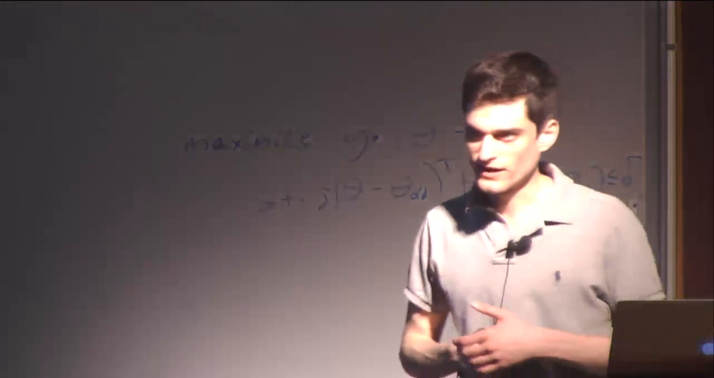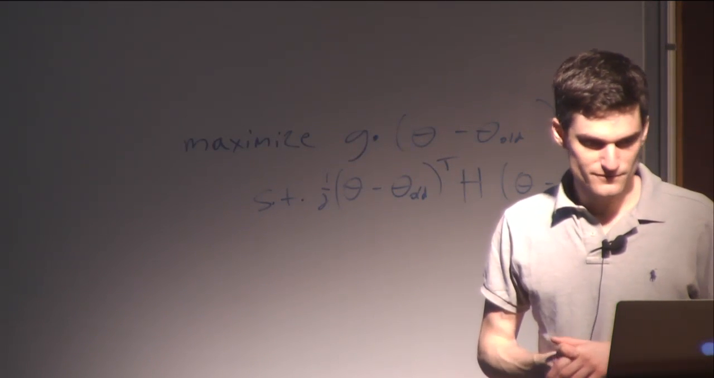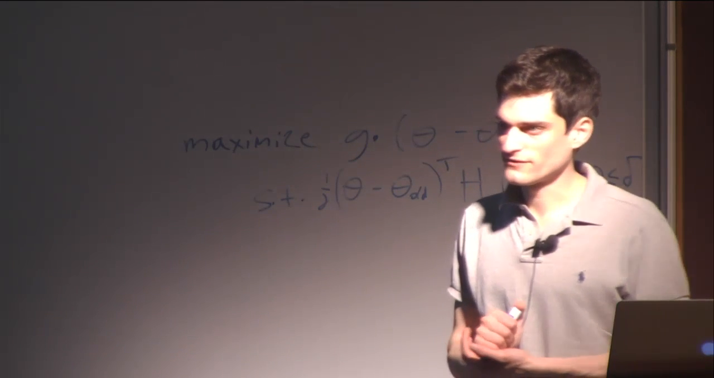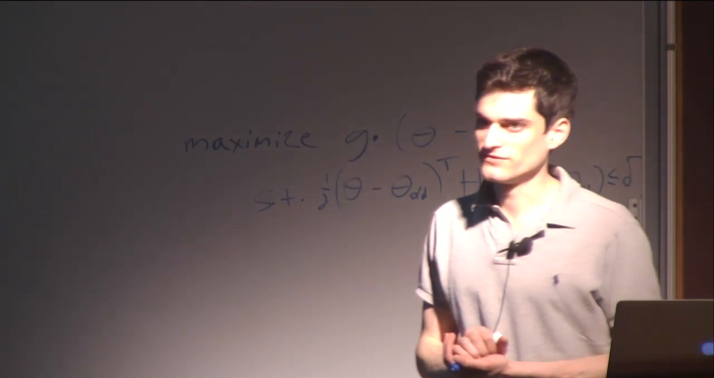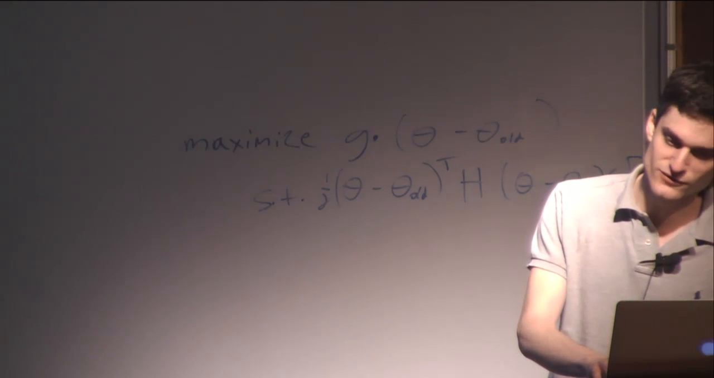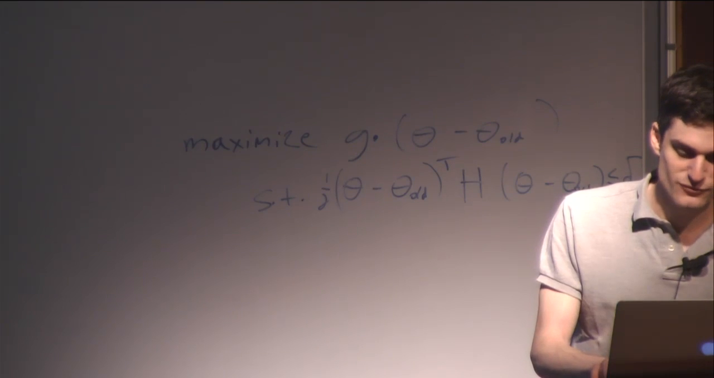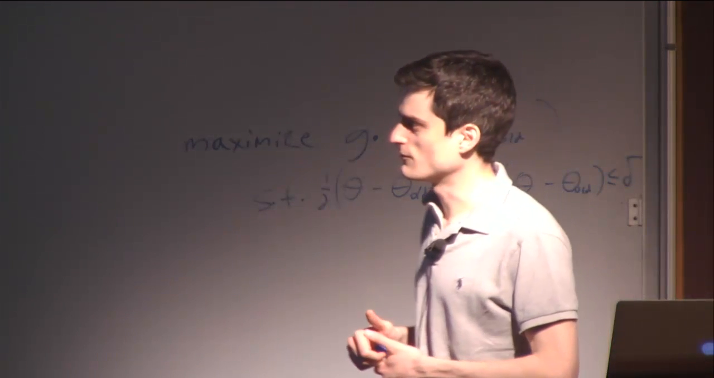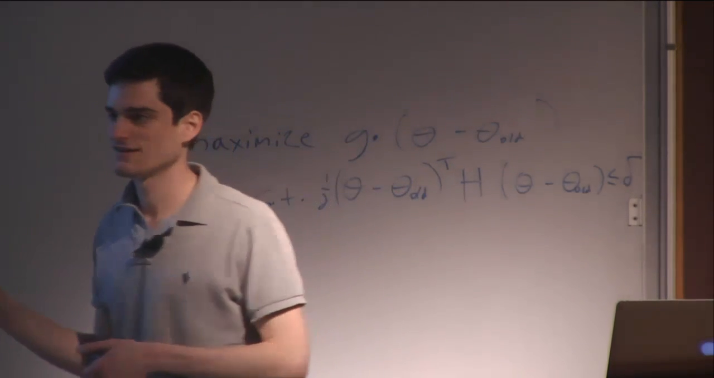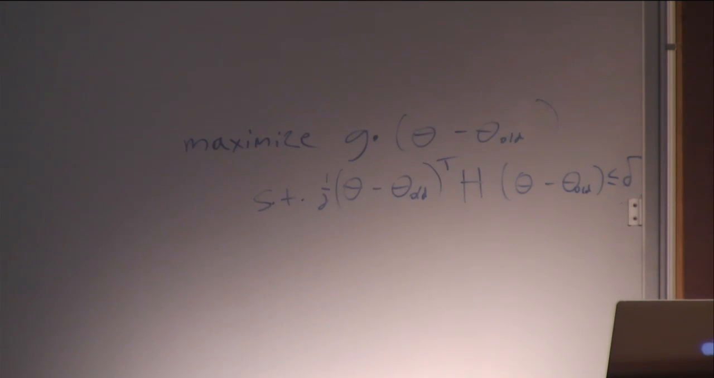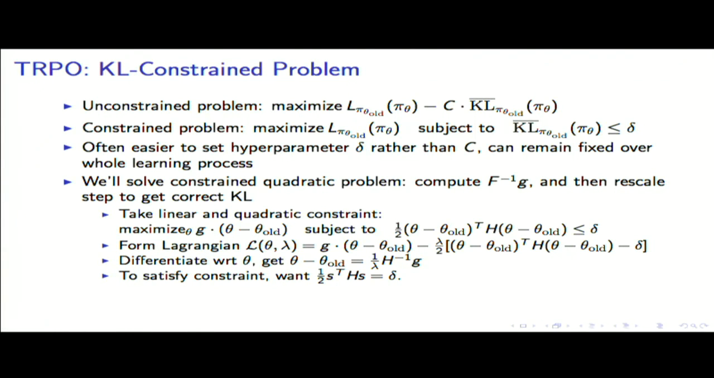The way you solve these constrained optimization problems is you write down the Lagrangian, and the gradient of the Lagrangian has to be 0 at the solution. So we write down our Lagrangian, we differentiate it, and we get that the solution has the form H inverse G scaled by some coefficient, just like we got in the unconstrained problem. So now we just have to figure out what coefficient to put in front of H inverse G so that we get the appropriate step length.